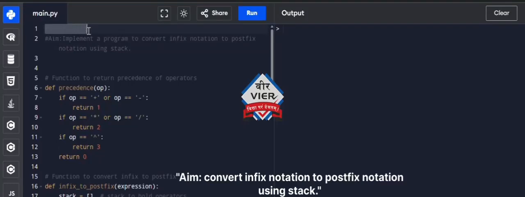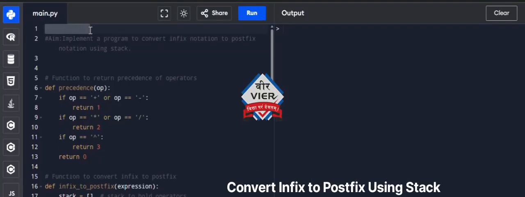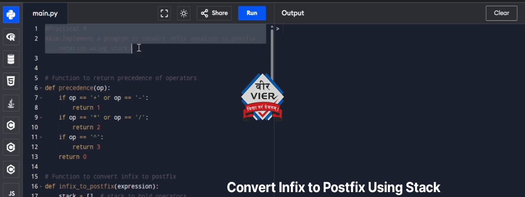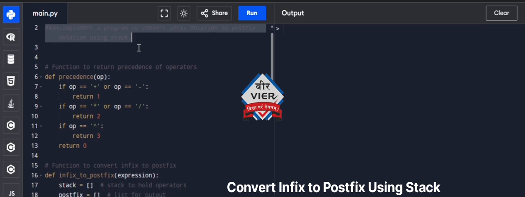Hello class. Today we are working on Practical 9, which is a classic computer science problem that truly demonstrates the power and utility of the stack data structure. The aim is to implement a program to convert an expression from infix notation to postfix notation.